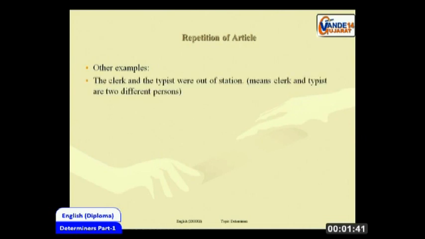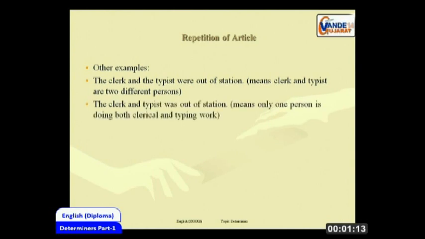Look at the other examples. The clerk and the typist were out of station. Here, article the has been used before the word clerk and the word typist. What do we mean? We mean that there are two persons. The post of clerk is being held by some person, Mr. X, and the post of typist is being held by another person, Mr. Y. Two persons.